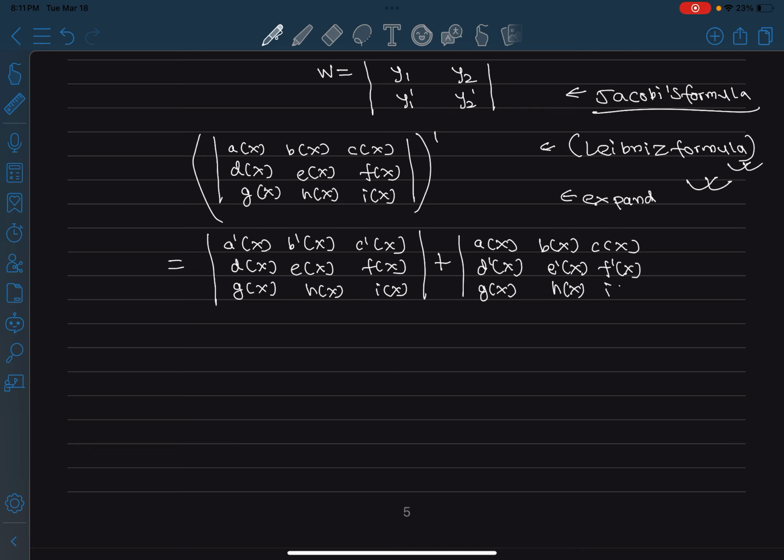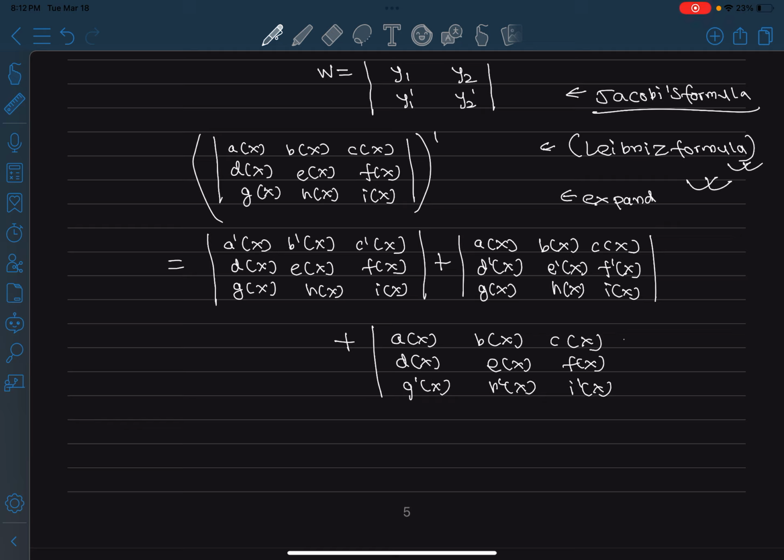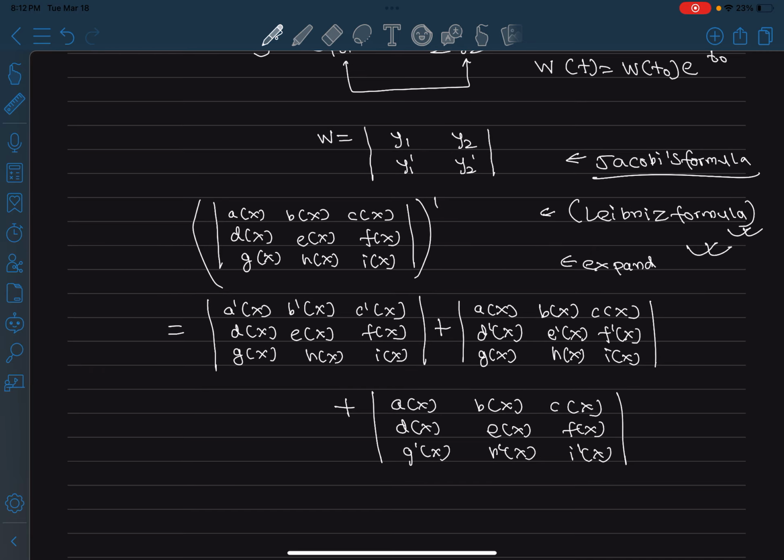So the derivative of this determinant is actually the sum of these three determinants, where the third has a of x, b of x, c of x, d of x, e of x, f of x, then g prime of x, h prime of x, i prime of x. The thing that has happened is we take the derivative of one row at a time and then add them up. So this is the thing that we're going to use.